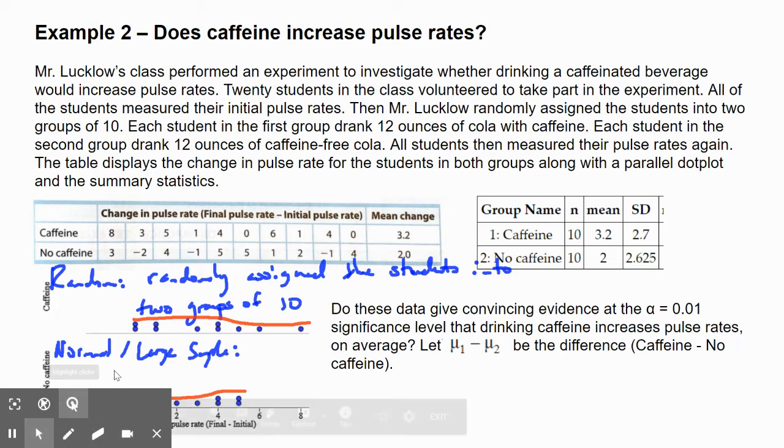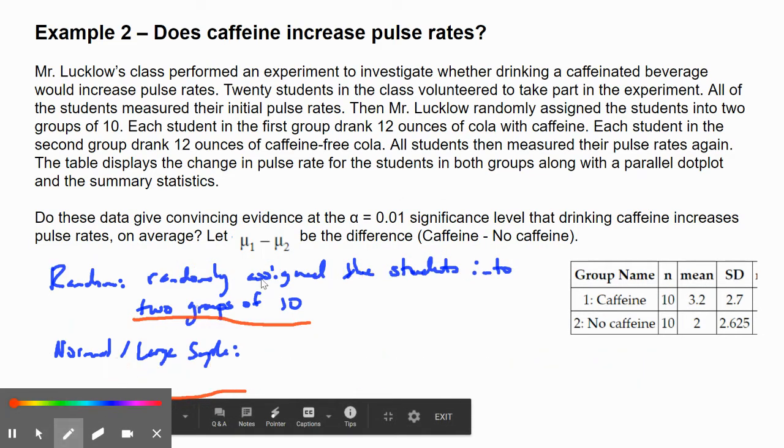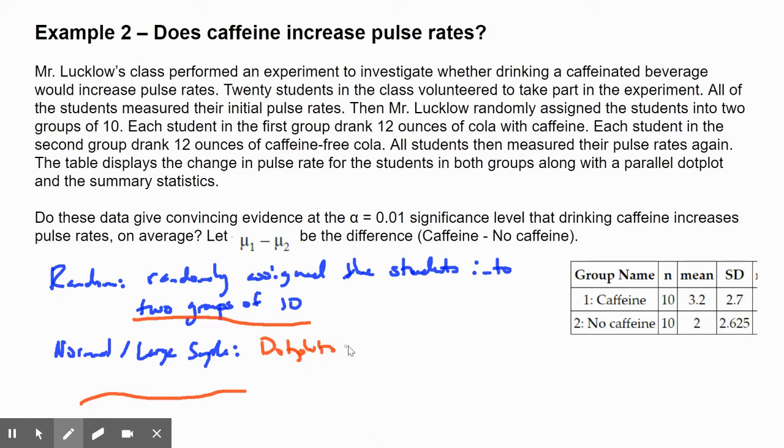Okay. So let me go forward. We're going to say that the dot plots of the sample data show no strong skewness or outliers. And there we go. And now that the two conditions are met, we are free to go through with the problem. And that's what we'll do.